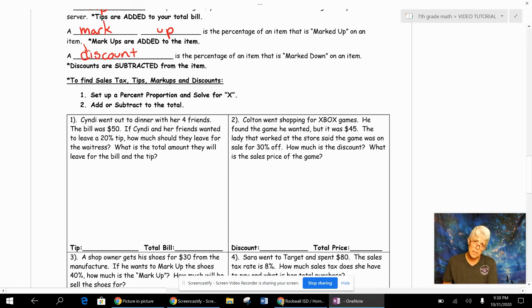So the first one says that Cindy went out to dinner with her 4 friends. The bill was $50. If Cindy and her friends wanted to leave a 20% tip, how much should she leave for the waitress?